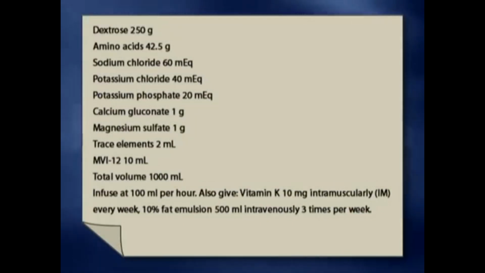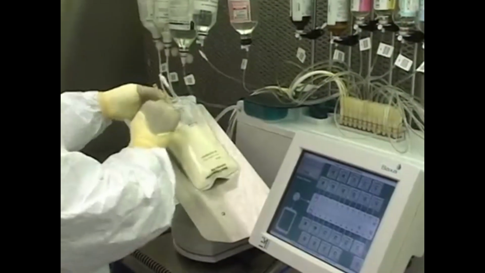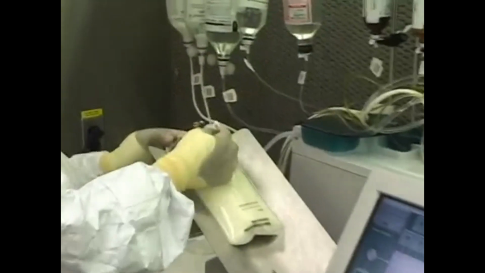The preparation of TPN solutions has changed considerably in the past several years. In the past, many of the components had to be prepared from non-sterile powders. Today, most TPN ingredients are available as sterile solutions made by gravity fill or by means of an automated compounding device. First, let's look at the gravity fill method.